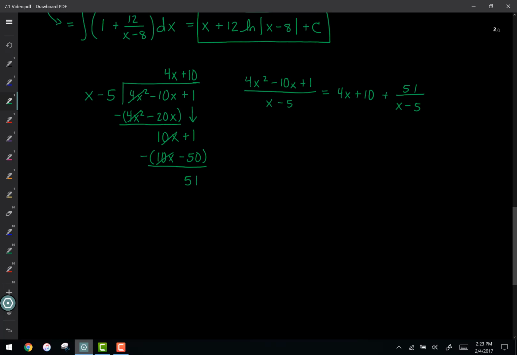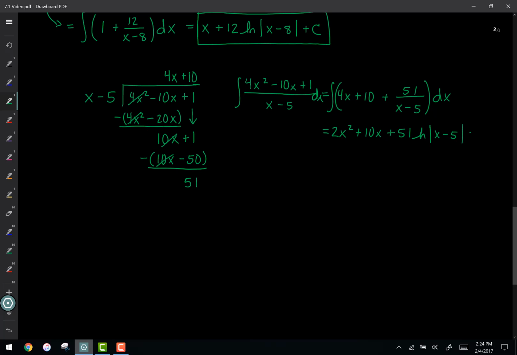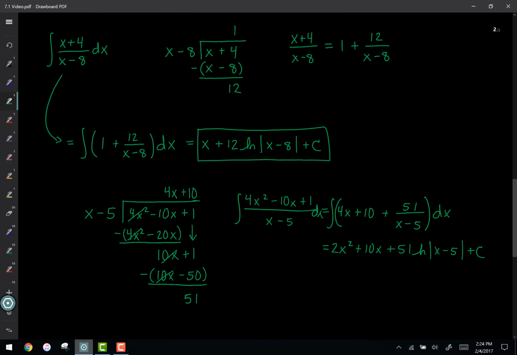So if we were asked to integrate this dx, it's the same thing as just integrating this. So this would just be a power rule here. Oops, 2x squared plus 10x. And again, this would be another natural log here. So it enables us to solve different types of rational function integrals. The takeaway here, in words: if you have to integrate a rational function and it's not proper, meaning the degree upstairs is not less than the degree downstairs, try rewriting it with long division. If that works, great. If it doesn't, try something else, I guess.